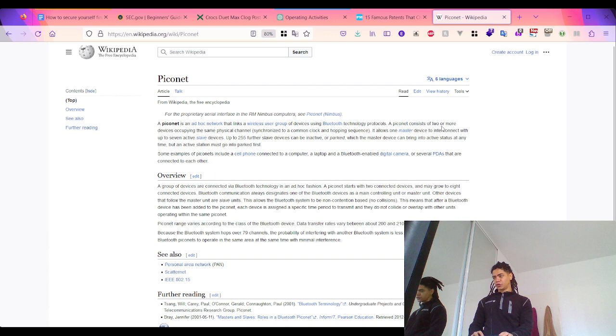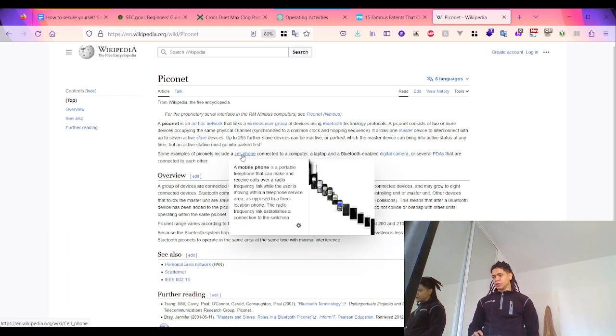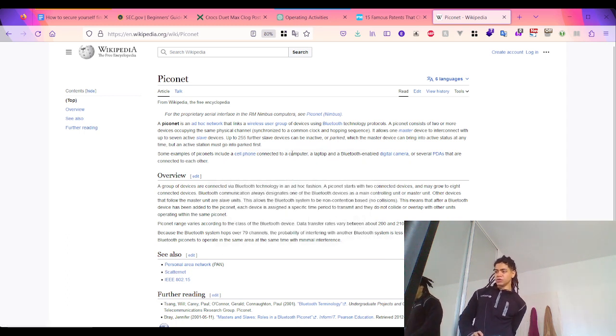A Piconet consists of two or more devices occupying the same physical channel, synchronized to a common clock and hopping sequence. It allows one master device to interconnect with up to 7 active slave devices. Up to 255 further slave devices can be inactive or parked, which the master device can bring into active status at a time, but an active station must go into park first. Some examples of Piconet include cell phones connected to a computer.